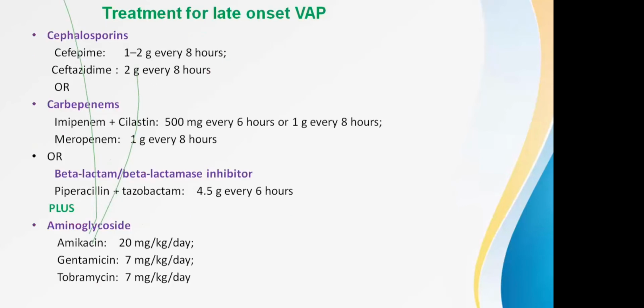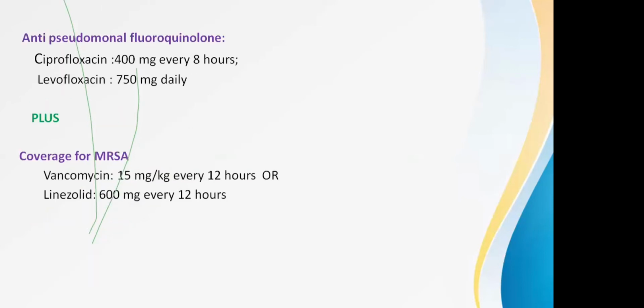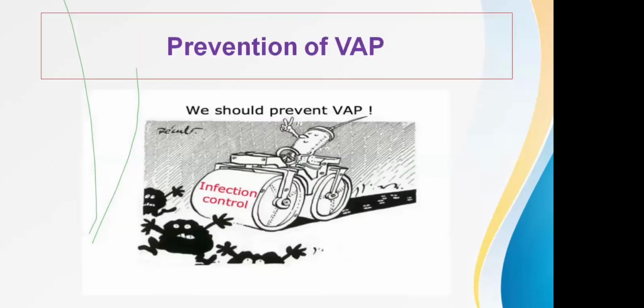For treatment of late onset VAP, a combination of cephalosporins or carbapenems with beta-lactam inhibitors, plus one of the aminoglycosides, can be a very good treatment. Also for anti-pseudomonal cover, we have the fluoroquinolones. Apart from that, anti-pseudomonal ceftazidime, a third generation cephalosporin, can be used. And for coverage of MRSA, we have vancomycin and linezolid.